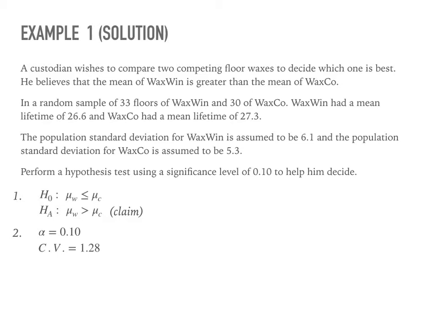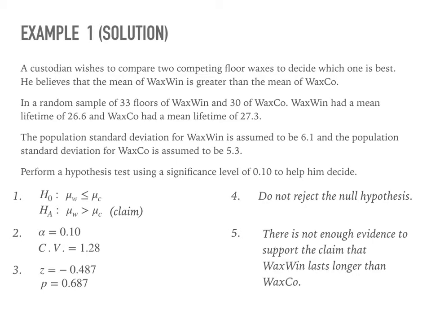2SAMP-Z test on our calculator, we would find that z is negative 0.487 and p is 0.687. So in step 4, we can make the decision, do not reject the null hypothesis. And step 5, there is not enough evidence to support the claim that Waxwin lasts longer than Waxco.